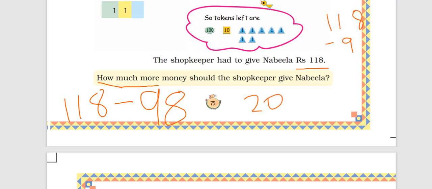118 minus 98. 8 minus 8 is 0. Now we have 1 minus 9, which you can't do. So let's regroup that. This becomes 11 because there was only 1 ten in the tens place. But let's borrow it from the hundreds place, which means you have 0 more hundreds. You gave away the 10 tens over here, 10 tens plus the existing 1 ten, which is 11 tens. So you have 11 minus 9 is 2. So the shopkeeper should give her 20 more rupees to Nabila.